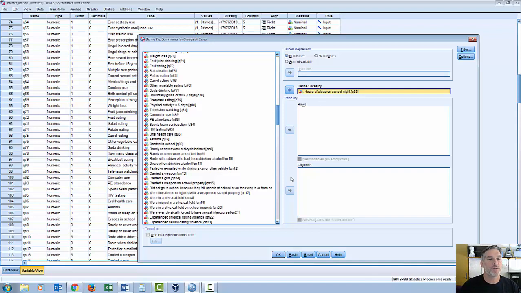So we're going to use the summaries of groups of cases because we want to look at who are in these groups. And you can look at percentage or number. It doesn't really matter when you're looking at one. Until you start paneling, percentages are great. But as soon as you start paneling, it gets messy.